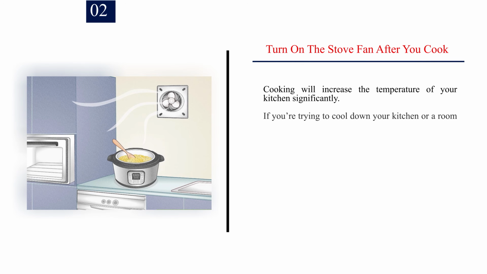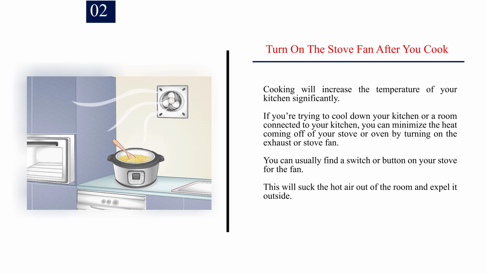Number 2. Turn on the stove fan after you cook. Cooking will increase the temperature of your kitchen significantly. If you're trying to cool down your kitchen or a room connected to your kitchen, you can minimize the heat coming off of your stove or oven by turning on the exhaust or stove fan. You can usually find a switch or button on your stove for the fan. This will suck the hot air out of the room and expel it outside.